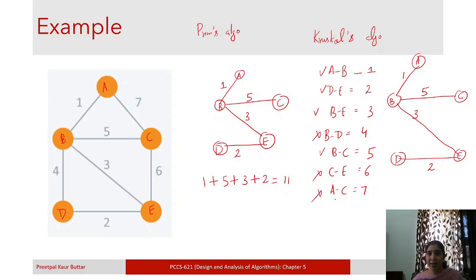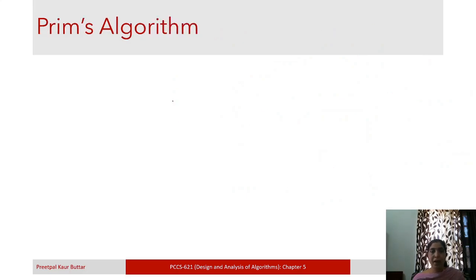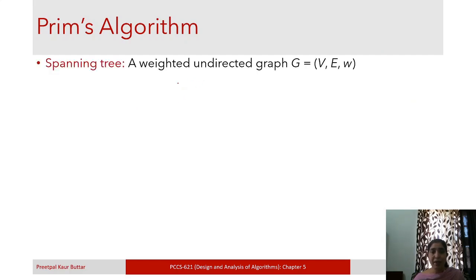So this algorithm has ended, and now you can see that these two minimum spanning trees, one formed by Prim's algorithm and the other formed by Kruskal's algorithm, they are exactly the same, right? The only difference is how they implement it, right? So MST cost is 11 in both the cases. Now we will look into Prim's algorithm in detail.